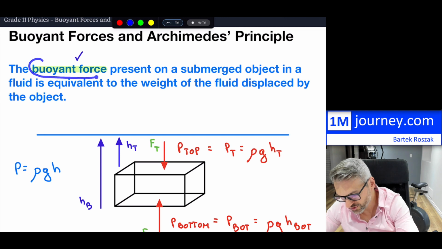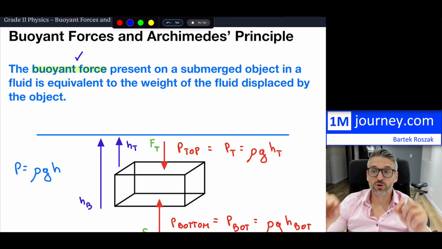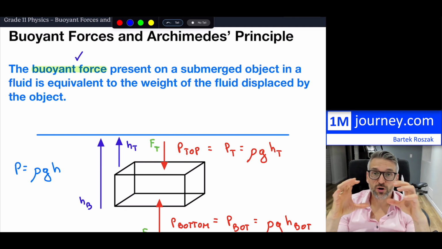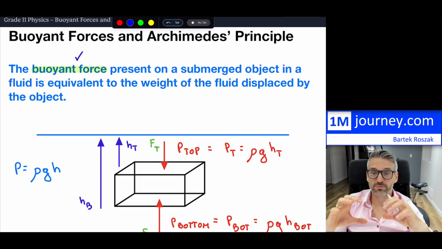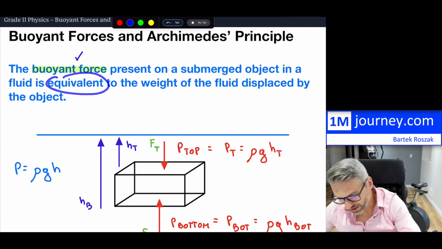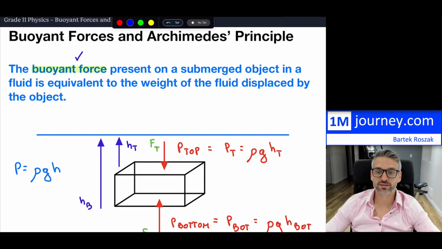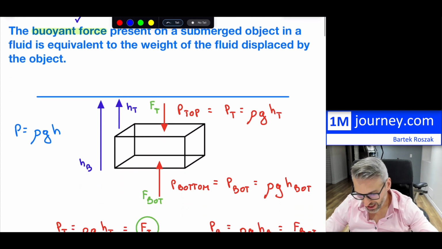So this force can be found by simply knowing the fact that whatever object you have, if you place it and submerge it in, the force is going to be equivalent to the weight, because please remember, the weight is a force, of the actual fluid that you have displaced by the object. Right? So that's what happens there.